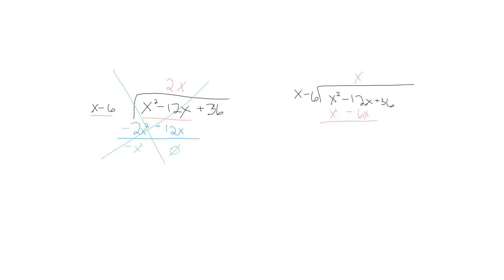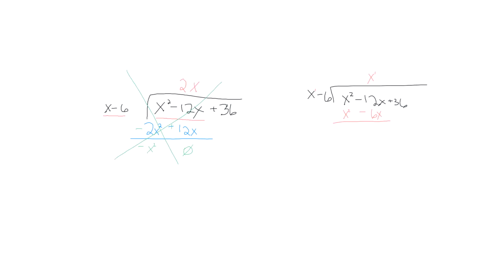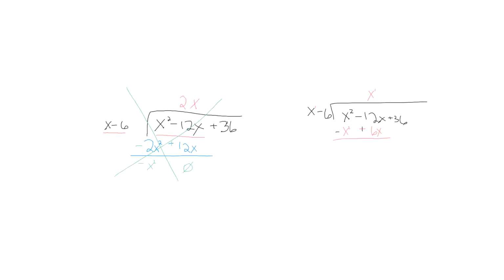So I'm going to subtract this bottom from the top one, which means I'm going to change the sign for everyone on the bottom. If this is a plus, it's now minus. If this is a minus, it's now plus. I add those to each other. I have minus 6x. x squared minus x squared, this is gone, right? Which is what we wanted. Then I'm going to bring down the next term, plus 36.